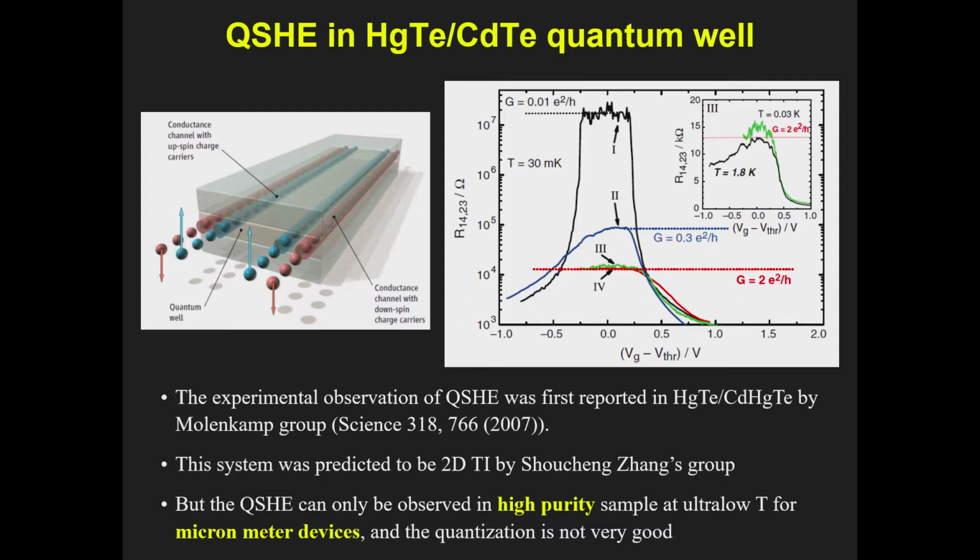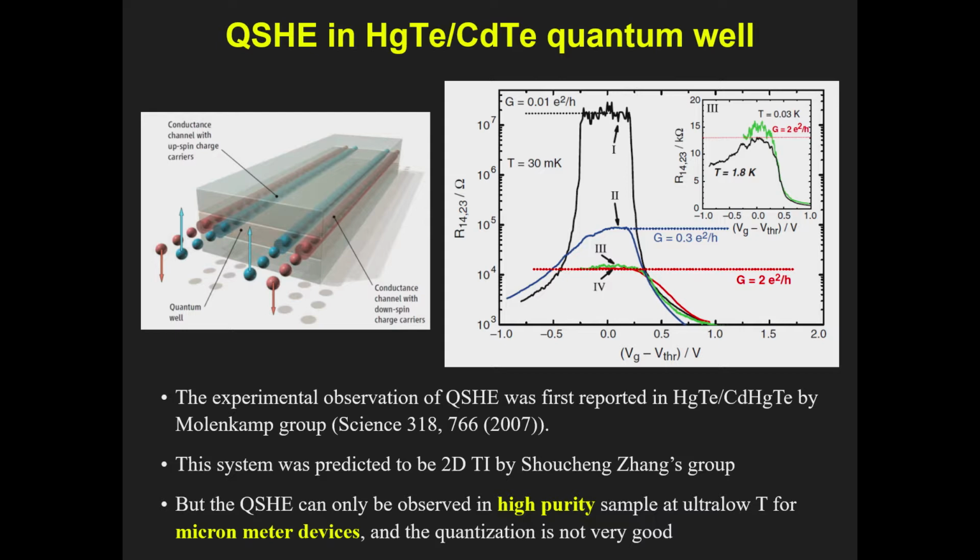And here is the resistance as a function of gate voltage, and the broken line, the red line, is the quantized resistance, and the solid curves are the data. You can see the quantization is not as good as the quantum Hall or quantum anomalous Hall effect, but it's not surprising, because when you have this helical edge state on the same edge, in principle, they won't get scattered if the spin is always preserved. But as long as you have any spin dephasing scattering mechanism, it will cause back scattering and destroy the quantization. This is why even for this kind of data, they need a very high purity sample, very low temperature, and very small devices. It's a very challenging experiment.